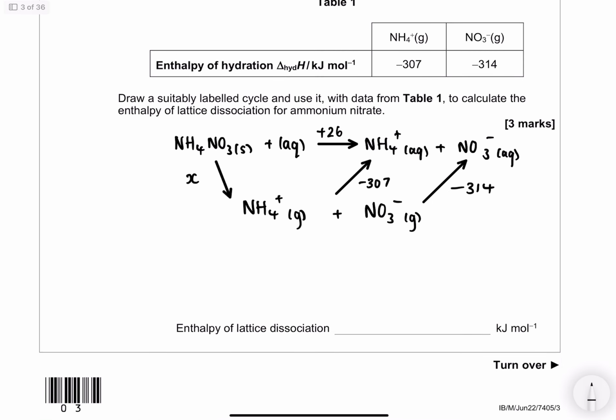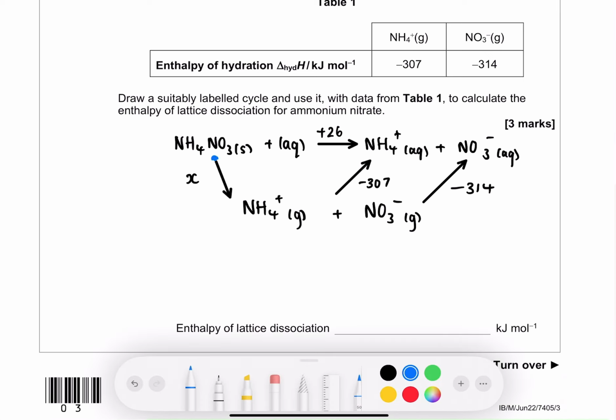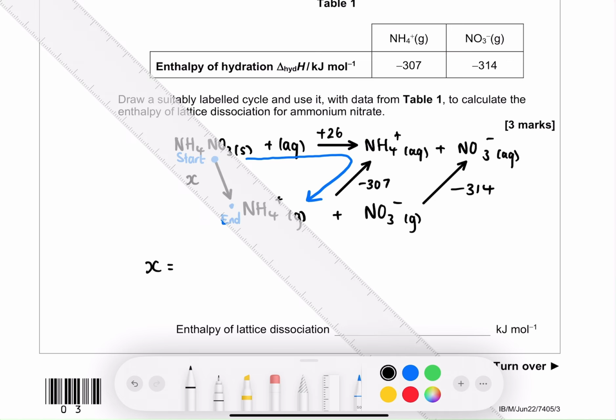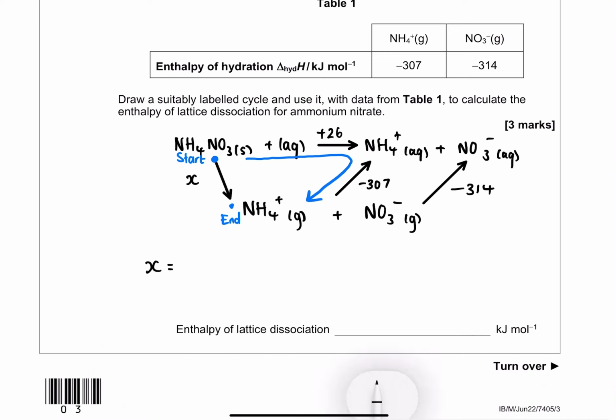Now, according to Hess's law, if I want to find the value of arrow X, it starts here and ends here. And we want to find a different route. So the other route would be to go round our cycle in this direction, the longer way around. So X, our short route, is equal to, we're going to follow the first arrow, so plus 26, and then we're going to come backwards against the sum of these hydrations.